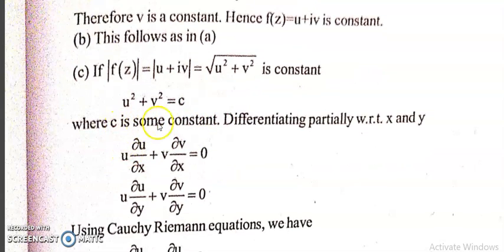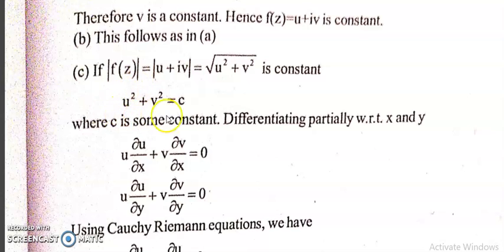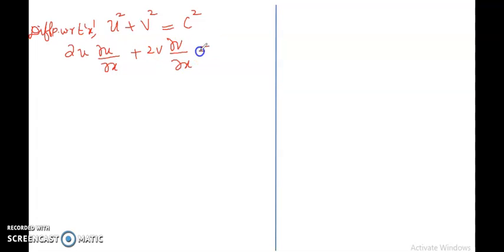Now let us differentiate this with respect to x and y. So u square plus v square equal to c square. Differentiating partially with respect to x, we get 2u dou u by dou x plus 2v dou v by dou x is equal to 0. The derivative of u square is 2u times dou u by dou x, and the derivative of v square is 2v times dou v by dou x.